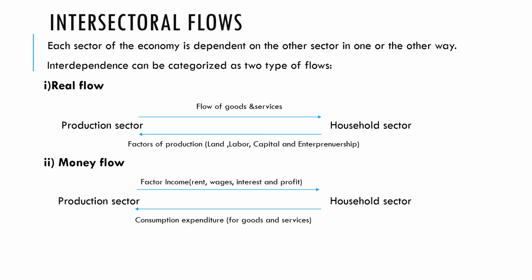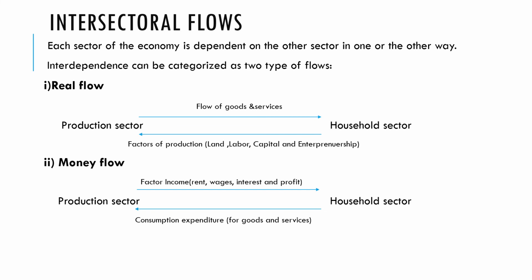All these four sectors are interdependent on each other. So, intersectoral flows are important to understand. Each sector of the economy is dependent on the other sector in one or the other way. This interdependence can be categorized as two types of flows, namely real flow and money flow. Real flow is the flow of goods and services, whereas money flow is the flow of money.